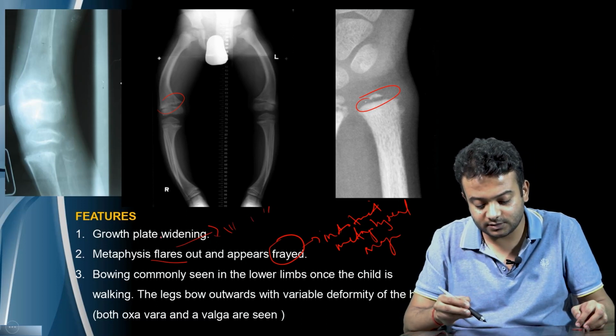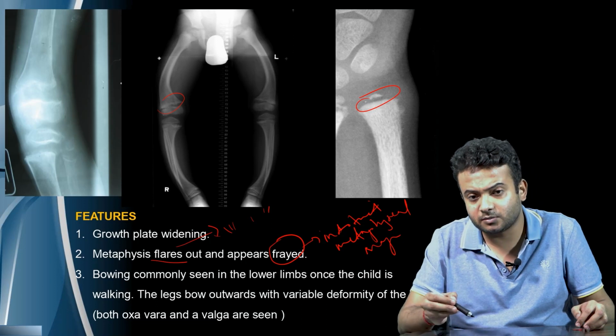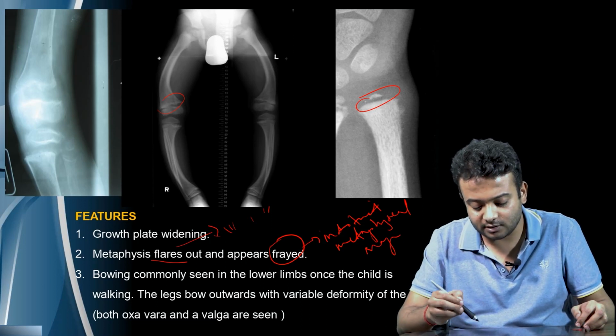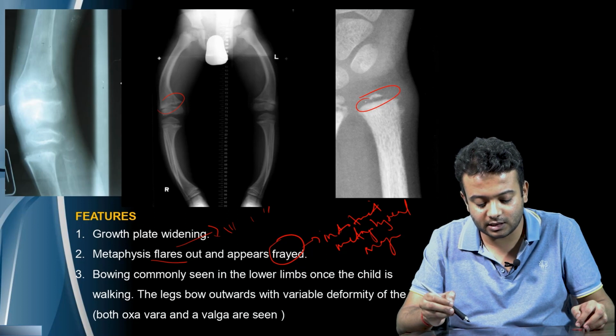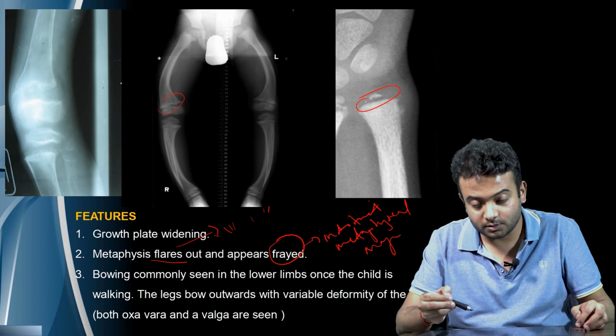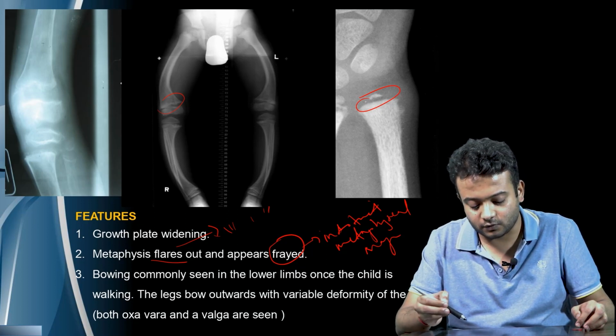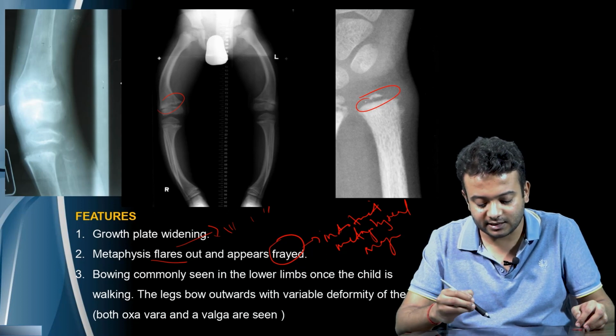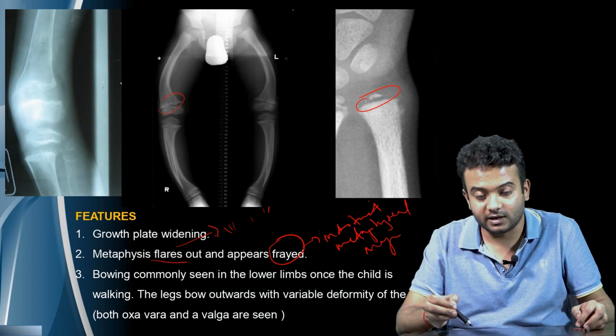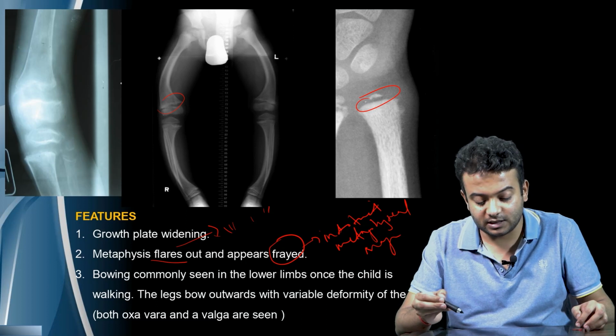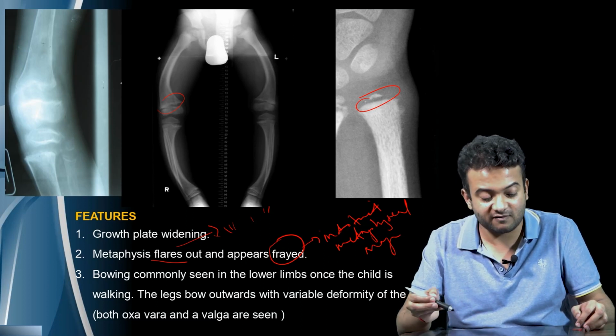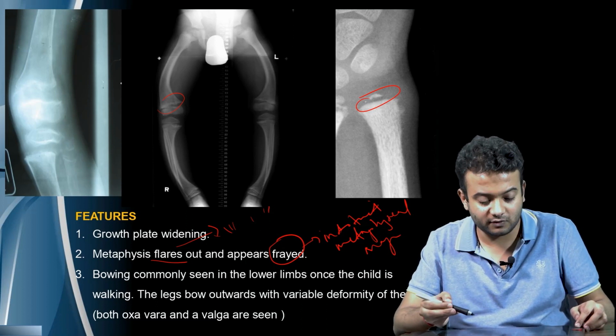Because the bones are softened, there can even occur bowing of the limbs or the bones, especially once the child starts walking, and the legs can bow outwards, leading to variable deformities of the legs in the form of either coxa vara, coxa valga, or genu valgum.